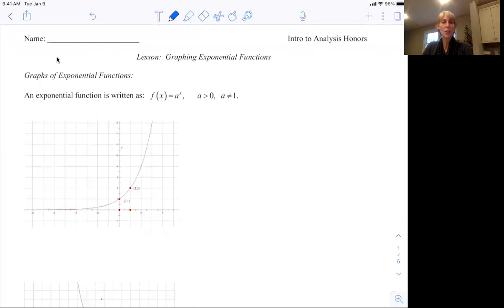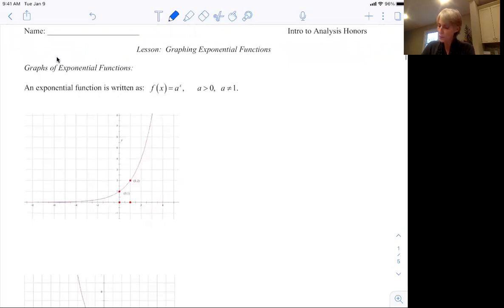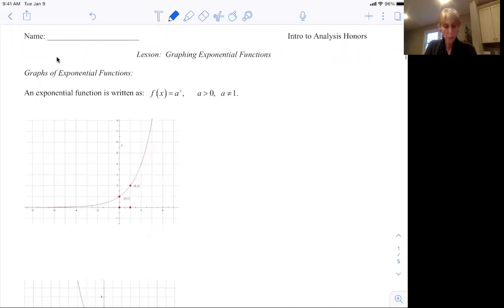An exponential function is written as f of x equals a to the x, where a is greater than 0 and a can't equal 1. An example of an exponential function is provided for you here, and this would be the graph of 2 raised to the x power. So let's just go back to when you were learning how to graph.